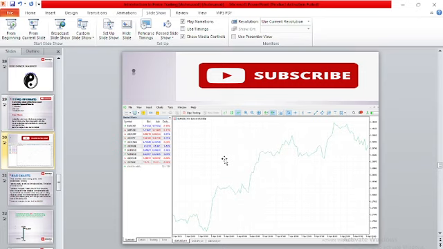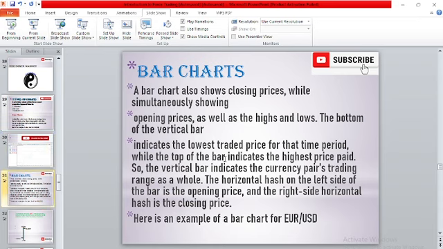Just in case this is your first time, we have some other pretty charts, and we have what is called bar charts. A bar chart also shows the closing price while simultaneously showing opening prices as well as the highs and lows. The bottom of the vertical bar indicates the lowest traded price for that time period, while the top of the bar indicates the highest price paid. So the vertical bar indicates the currency pair's trading range as a whole.